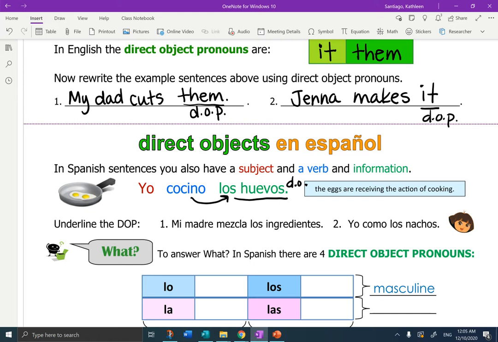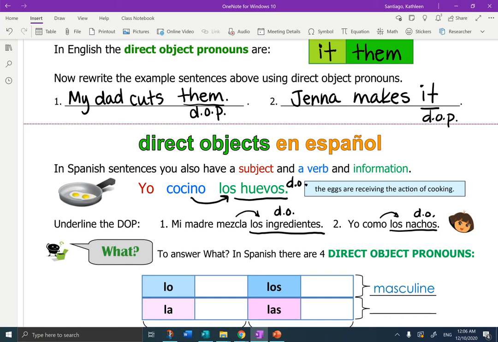Here's a couple of examples. Mi madre mezcla los ingredientes. Answer the question what or qué. ¿Qué mezcla mi madre? What does my mom mix? She mixes the ingredients. So the ingredients are my direct object. Yo como los nachos. What do I eat? I eat los nachos. So los nachos are the direct object. Muy bien.